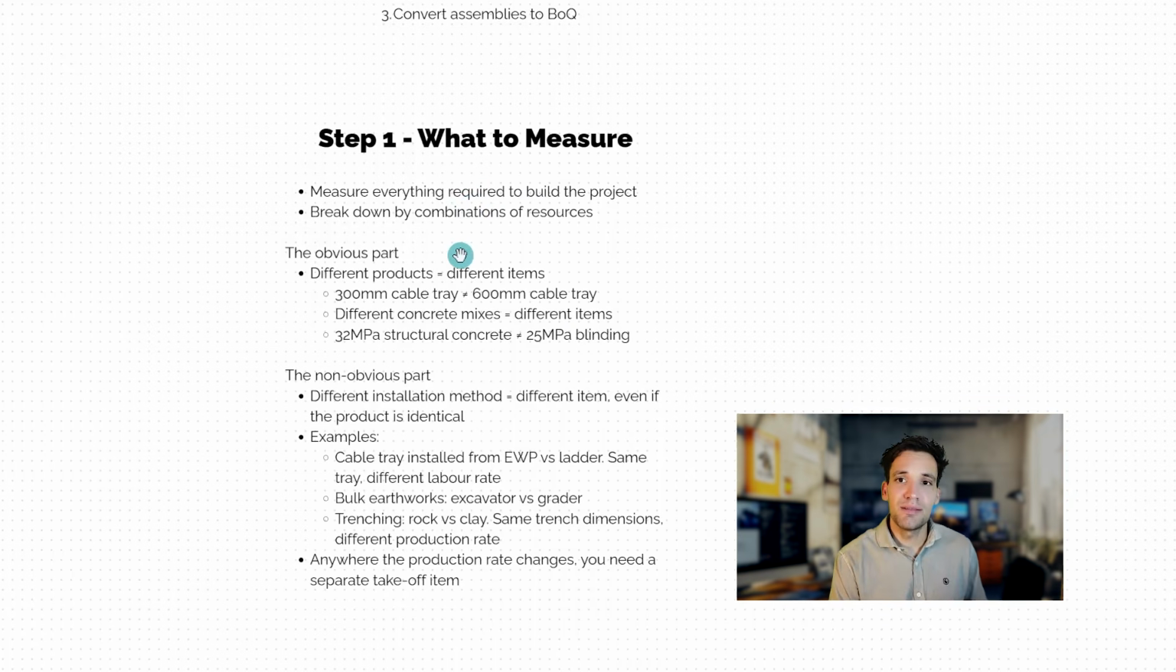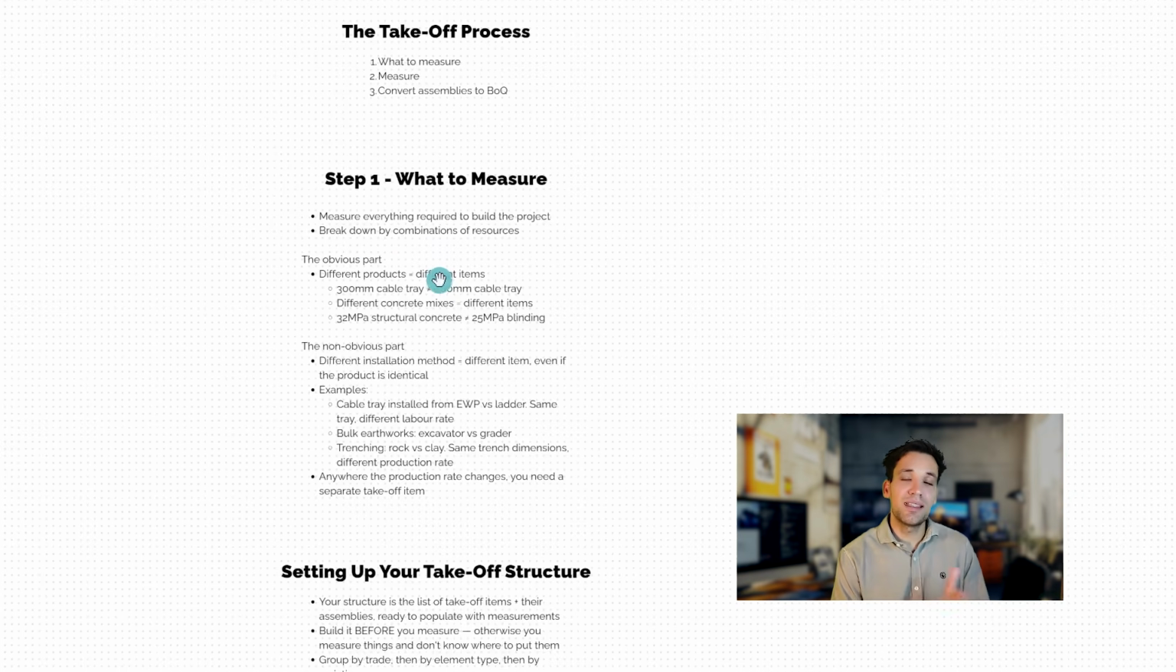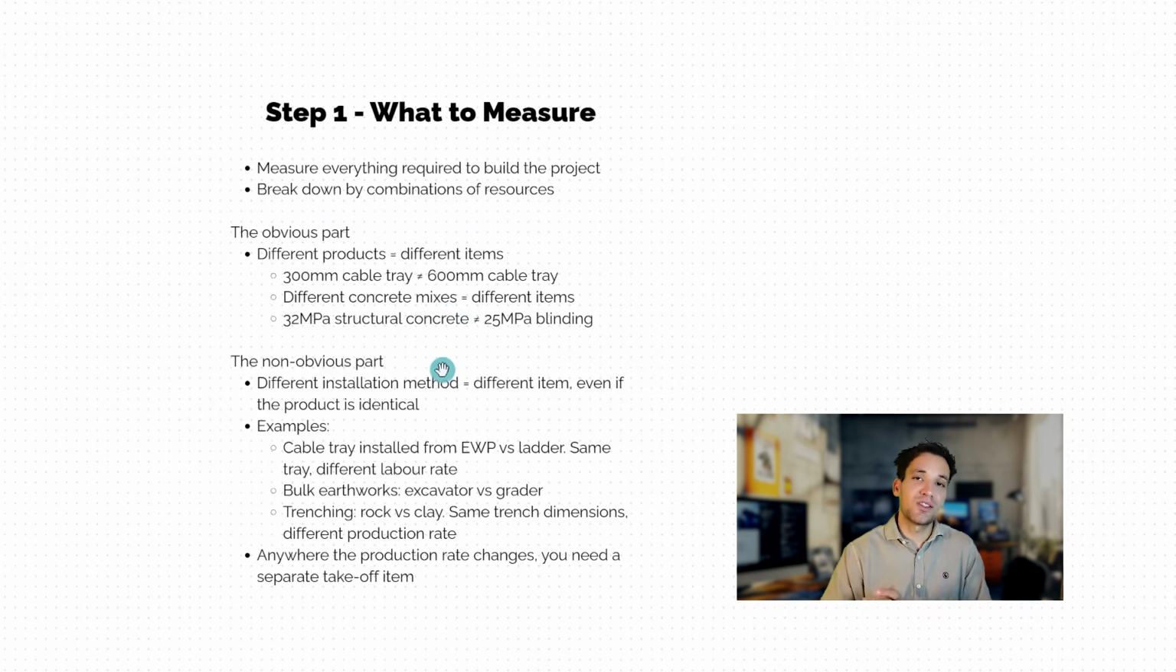The goal here is to simply measure everything required to build the project and then to break this down into combinations of different resources. The obvious part is that different products require different takeoff items. For example, if we're installing cable tray, and I've got 300 millimeter cable tray and 600 millimeter cable tray, obviously I have to measure these two separately. I need to know the quantity of 600 millimeter cable tray, and I need to know the quantity of 300 millimeter cable tray.